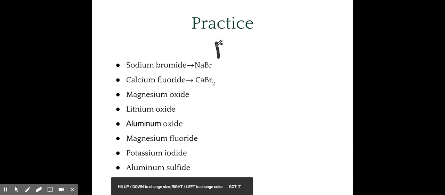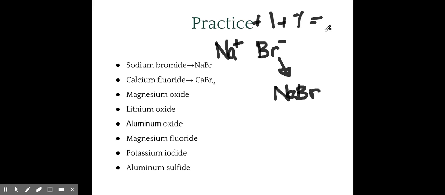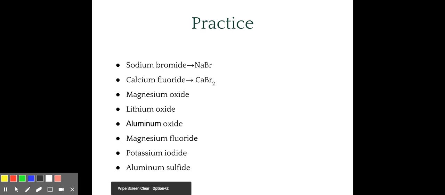Sodium, if you look at your periodic table, has a charge of +1. Looking at your periodic table, bromide has a charge of -1. Well, remembering ones are understood. So when I crisscross those charges, I get +1, -1, and I drop the charge to give me NaBr. But notice, if you have a +1 plus a -1, what does that equal? It equals 0. All right, let's look at our next example.